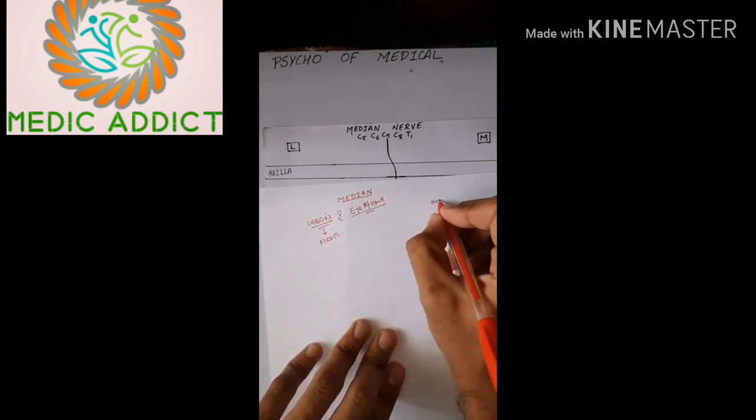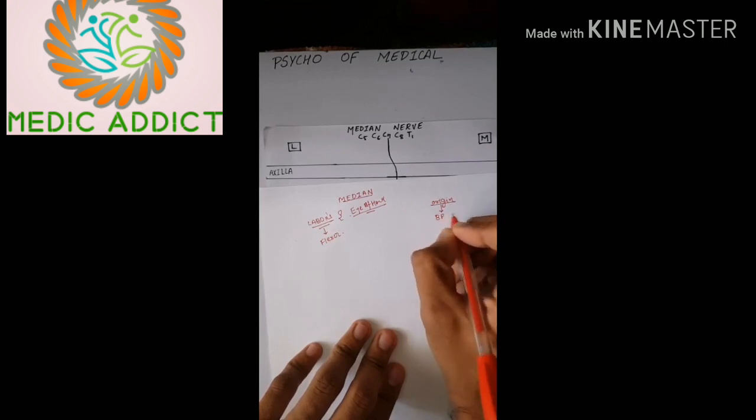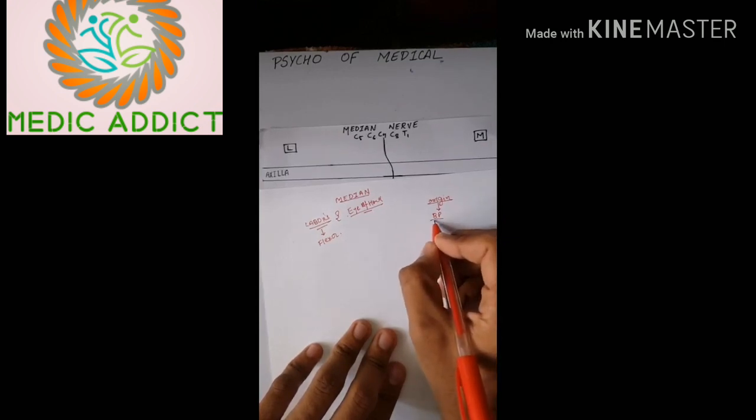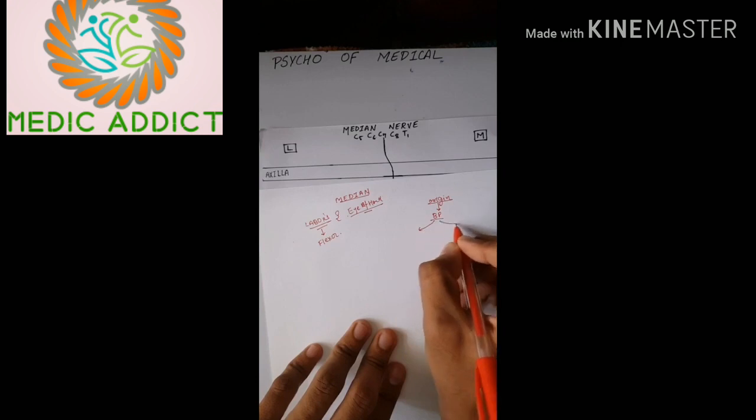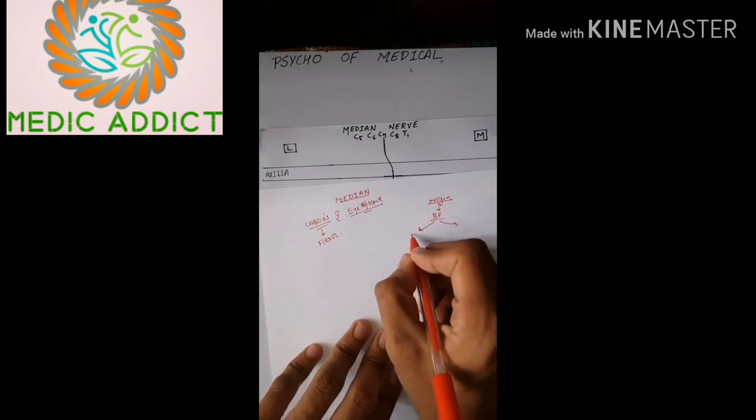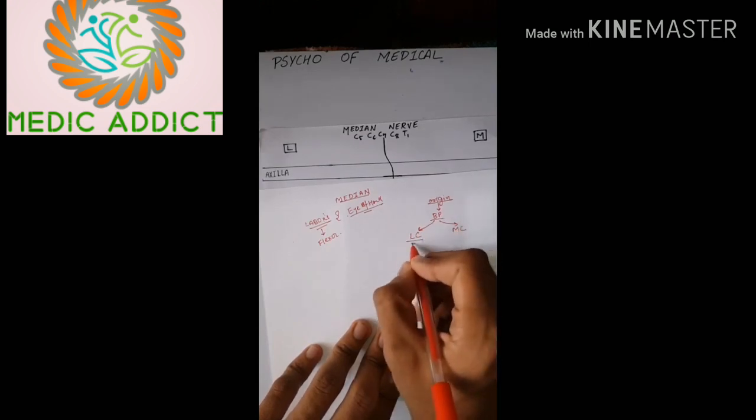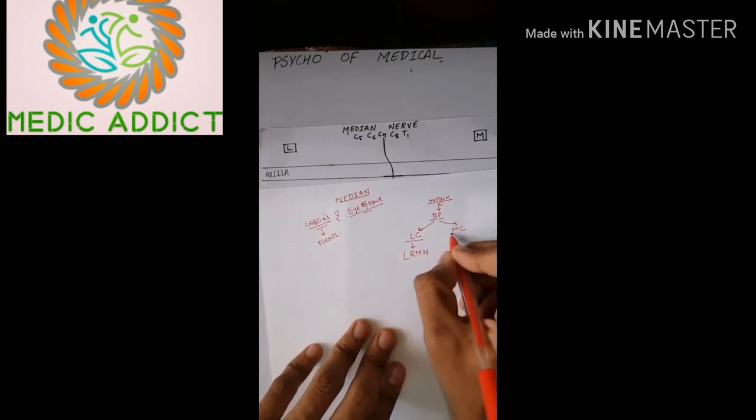Now we will look at the origin of the median nerve. The origin of the median nerve comes from the brachial plexus. Brachial plexus, as you all will be knowing, has three cords, but we will look at two cords. First is the lateral cord and the other one is the medial cord. Lateral cord has one of its branches, that is the lateral root of the median nerve, and medial cord has one of its branches, that is the medial root of the median nerve.